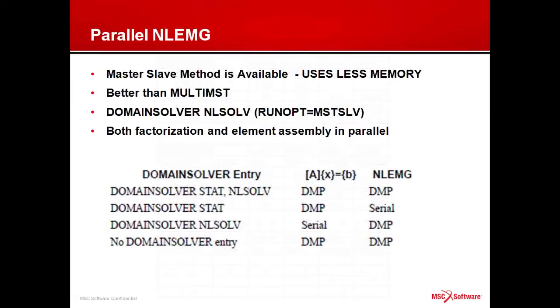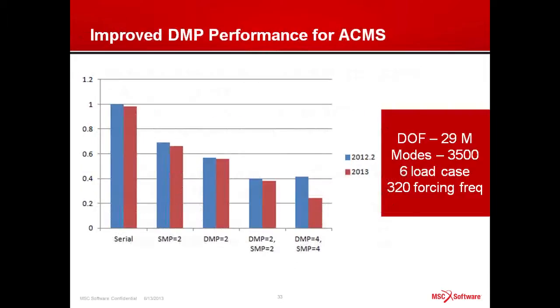When we're doing parallel processing with Nastran with DMP, there's an option called domain solver. Probably many of you are familiar with that option. But now you can say whether you want to do parallel processing on forming the set of equations, or on the stiffness matrix, or on both of them.